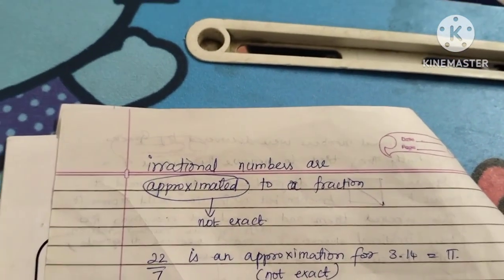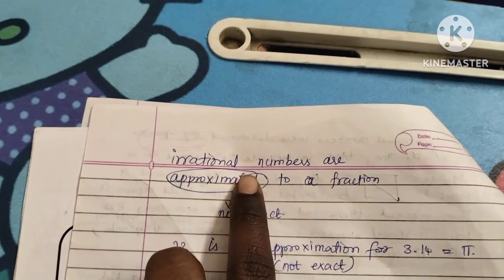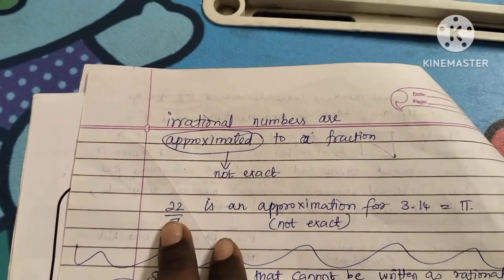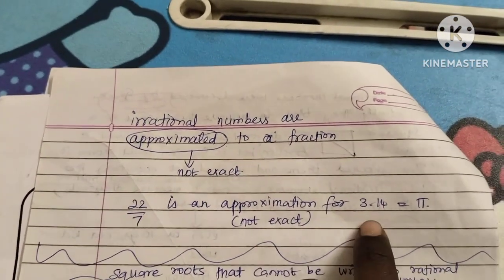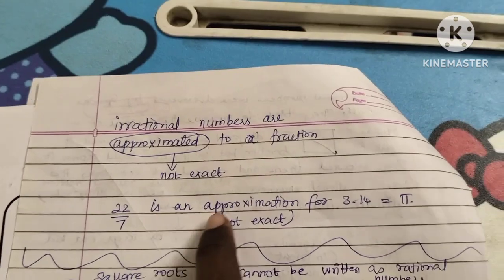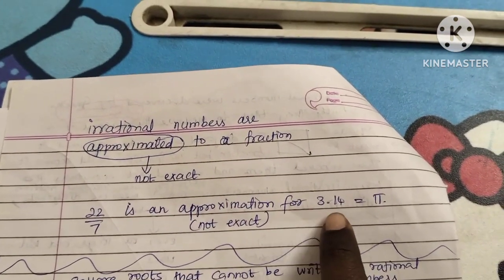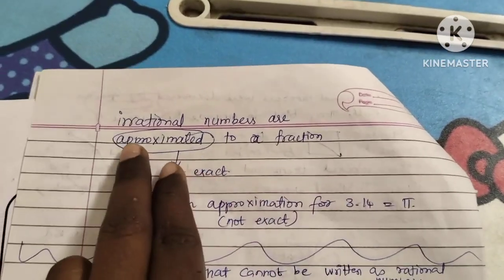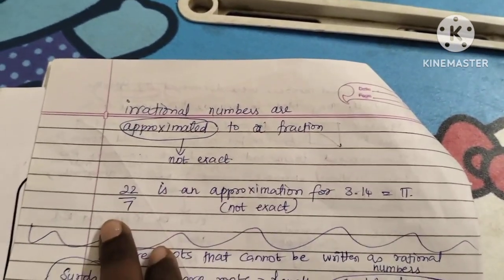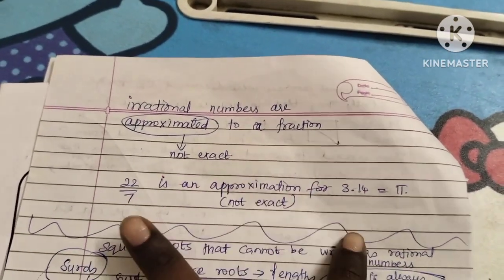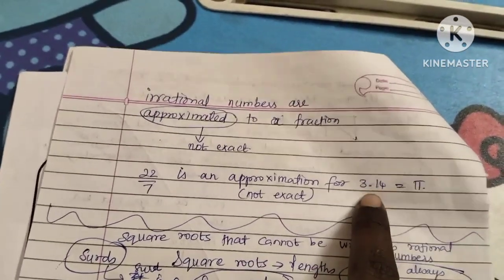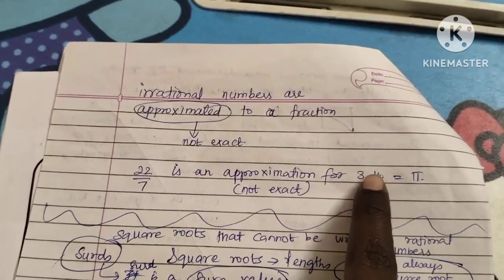I said in circles irrational numbers are found because 22 by 7 is not an exact replica of 3.14. 22 by 7 is an approximation for 3.14. Therefore 3.14 is called pi, which is approximated to the fraction 22/7, and these two are not exactly equal. That's why this is considered an irrational number.